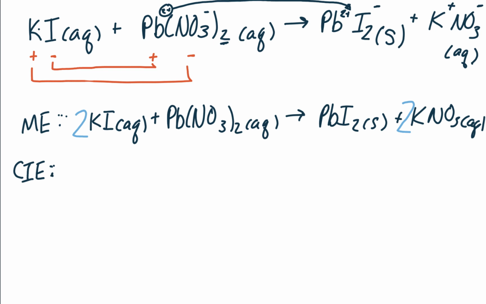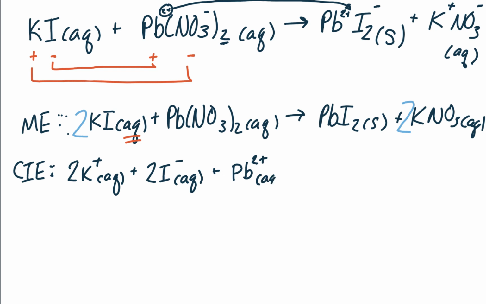This potassium iodide, because it is aqueous, that means that the potassium ions are not connected to the iodide ions. So we would write 2 potassium, and write their charge because it's an ion, in the aqueous state. We also have 2 iodide ions in the aqueous state. We have 1 lead 2+ ion in the aqueous state, and we have 2 nitrate ions in the aqueous state.